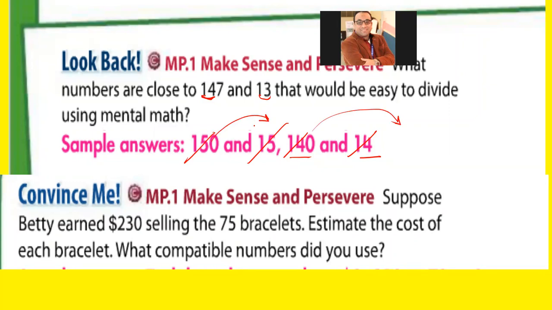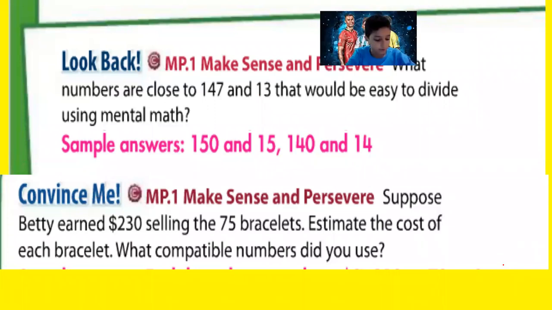Omar, convince me, please. Read, convince me, please. Copy the answer, my dear students. Listen for Omar, convince me. Suppose Ella earned $230 selling 75 bracelets. Estimate the price of each bracelet. Okay. What compatible numbers did you use?